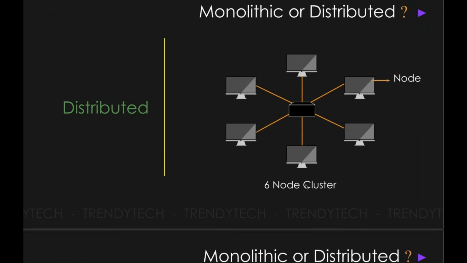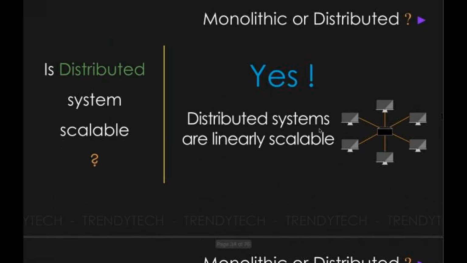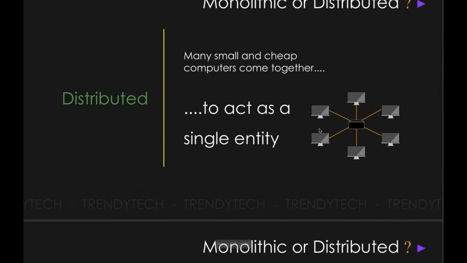On the other hand, let's say you have a distributed system with 6 nodes, with 6 machines. Now, if someone asks you, can you double the performance? It is very, very easy. You just need to bring 6 more machines so that the total number of machines becomes 12, because this is a scalable system.